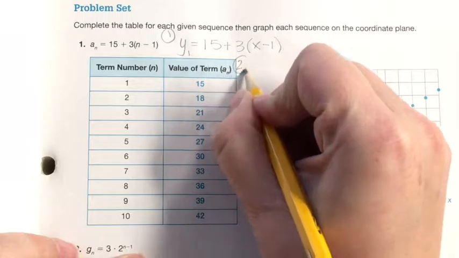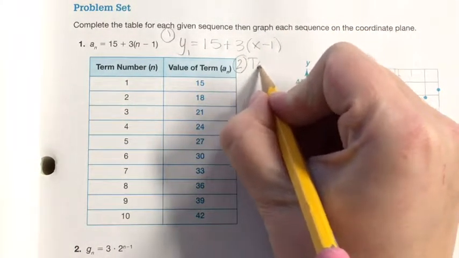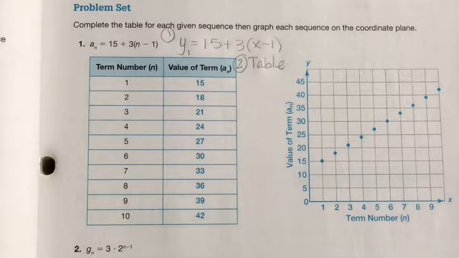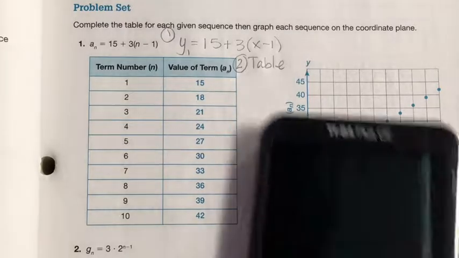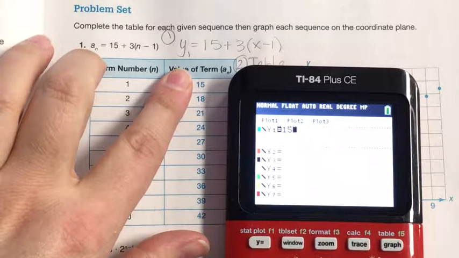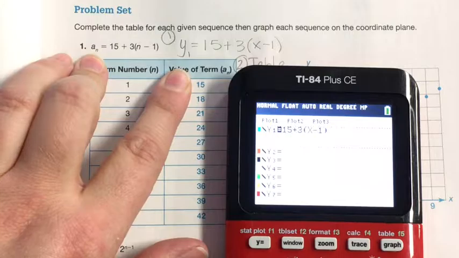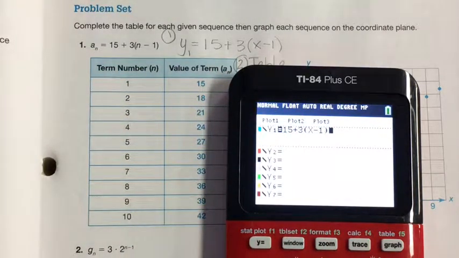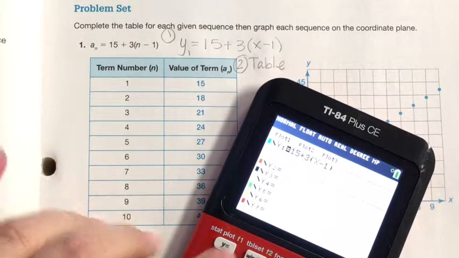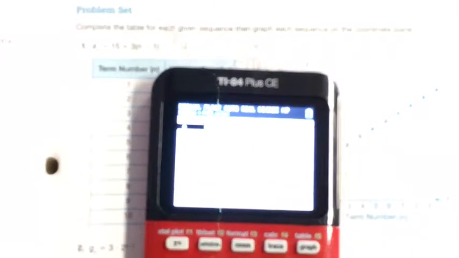Step 2, and it depends on the kind of calculator that you have, you're going to go to your table. You can write these down on your normal notes, or you can just put them right in the book. Either way, it's fine with me. So go to your calculator, go to y equals, then 15 plus 3 times x minus 1. Like that. And then what are we going to go to? What does it say? Second graph. Yeah, you do second graph to go to the table. If you have a different kind of calculator, just maybe watch another YouTube video from somebody else.